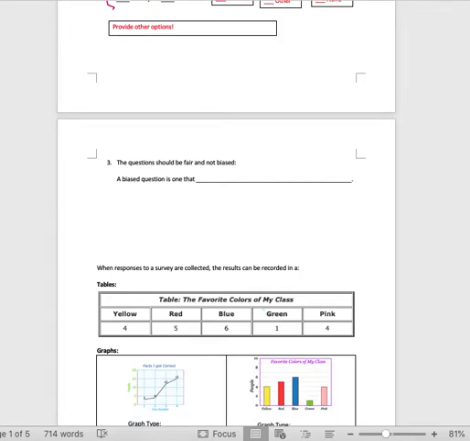Another guideline is that the question should also be fair and not biased. A biased question is one that will influence an answer.